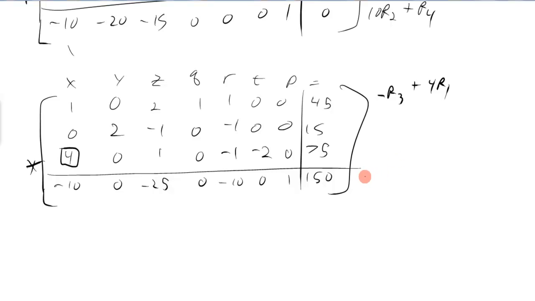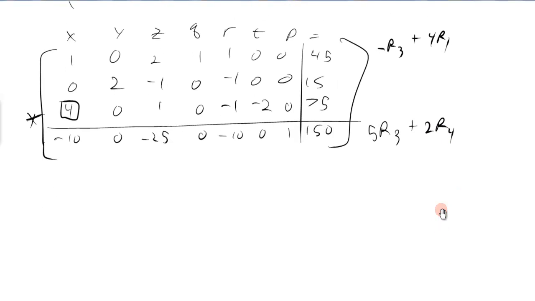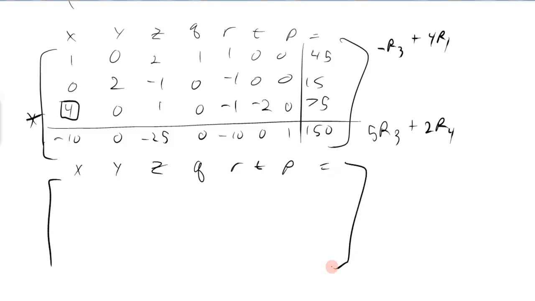So now for this one, the smallest number they both go into is 20. So I'm going to need 5 row 3s and 2 row 4s. Yep, perfect. And do the process over again. So x, y, z, q, r, t, p, equal sign.